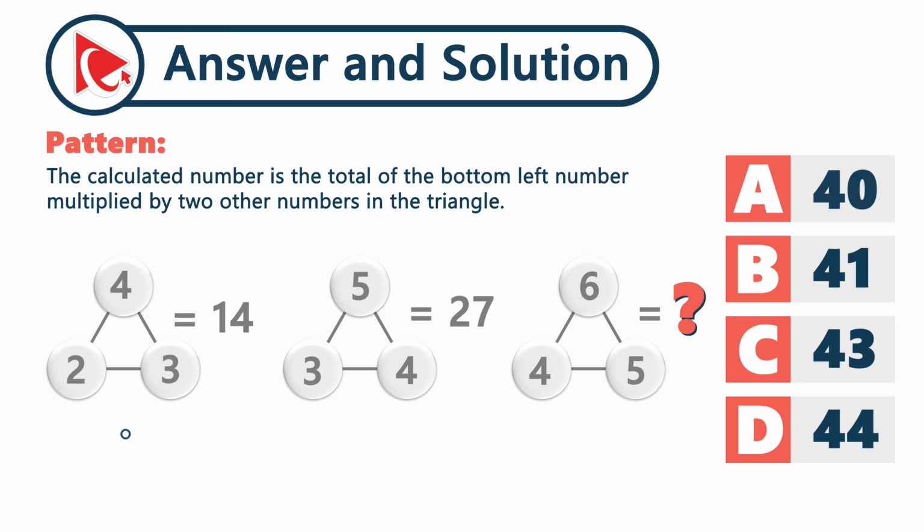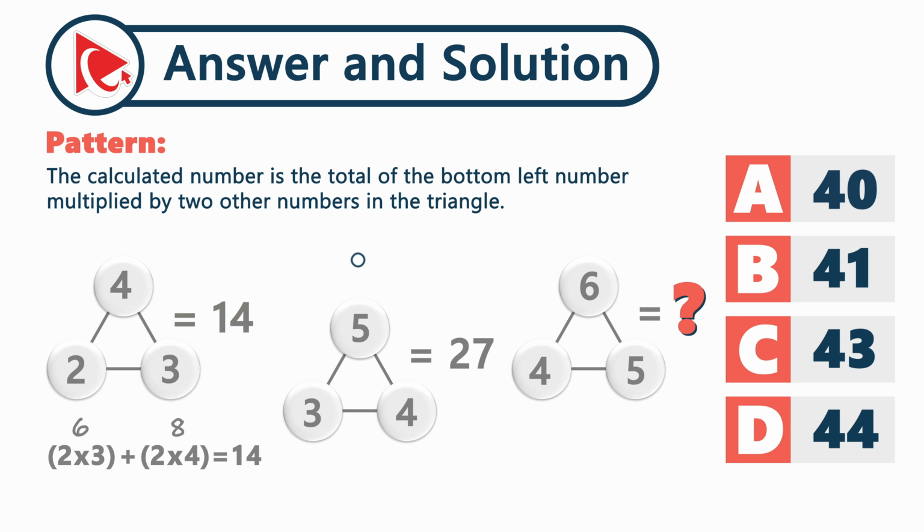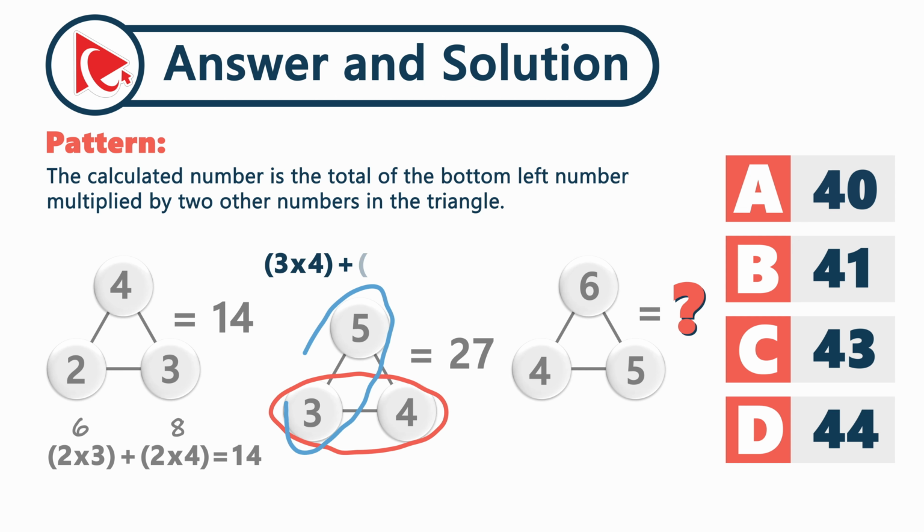So the first triangle has numbers 2, 3, and 4. 2 multiplied by 3 plus 2 multiplied by 4 equals 6 plus 8 and equals 14. Obviously, you don't even need parentheses in this expression since multiplications will be done first. Let's verify that we've detected the pattern correctly with the second shape. 3 multiplied by 4 plus 3 multiplied by 5 equals 12 plus 15 and equals 27.